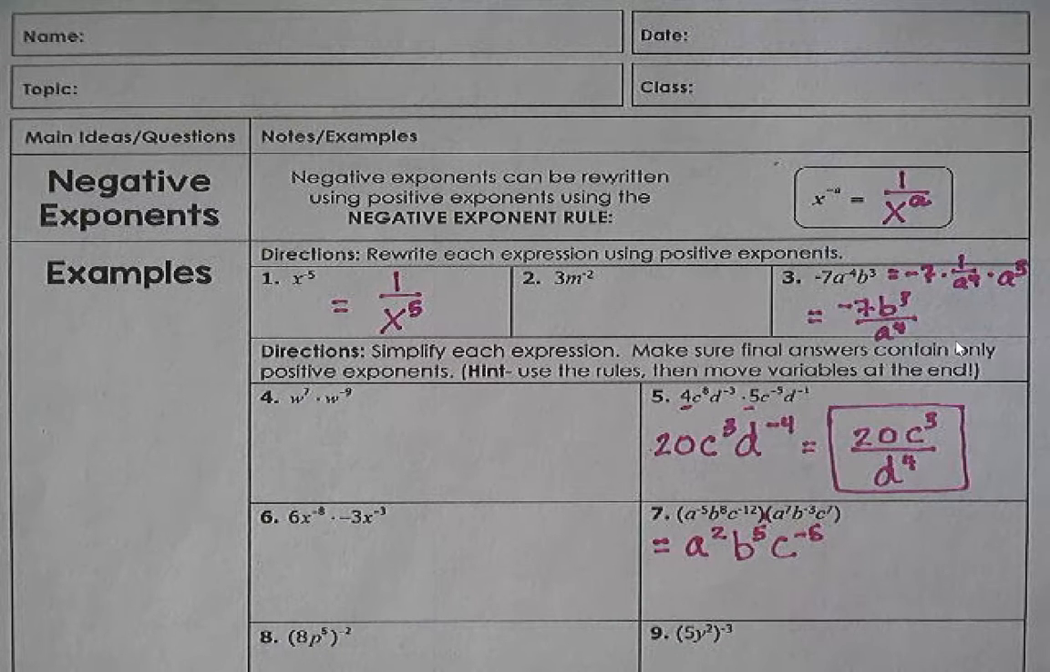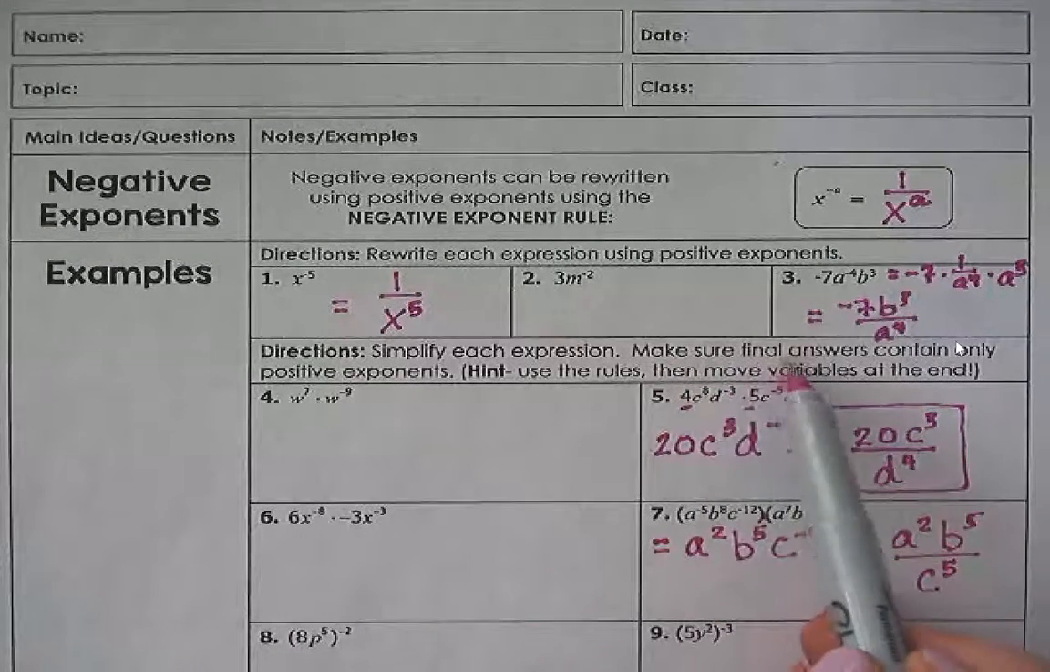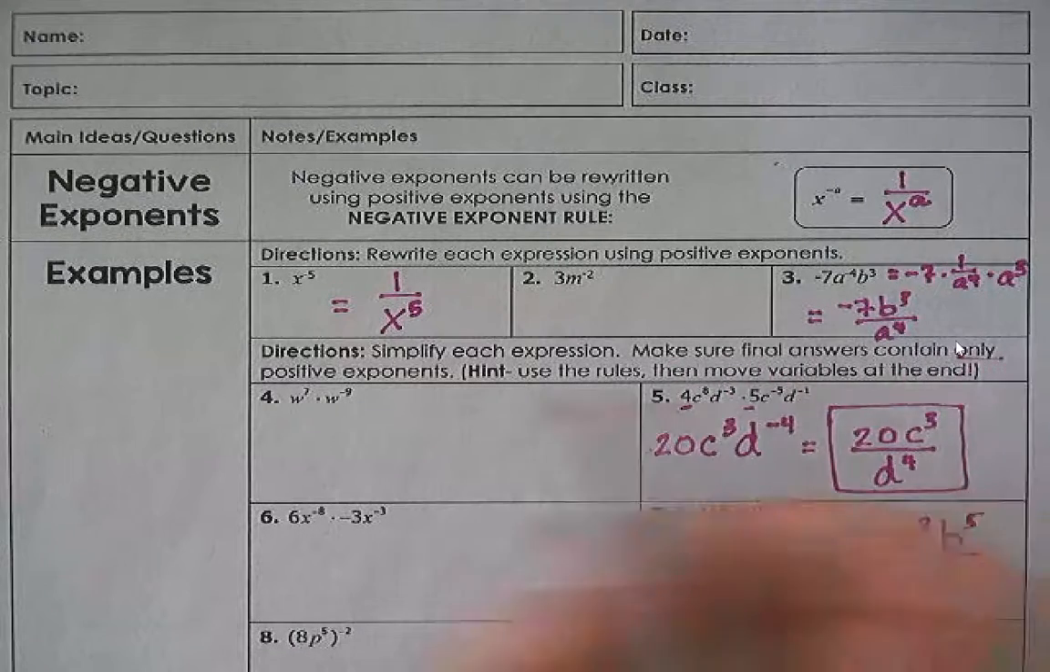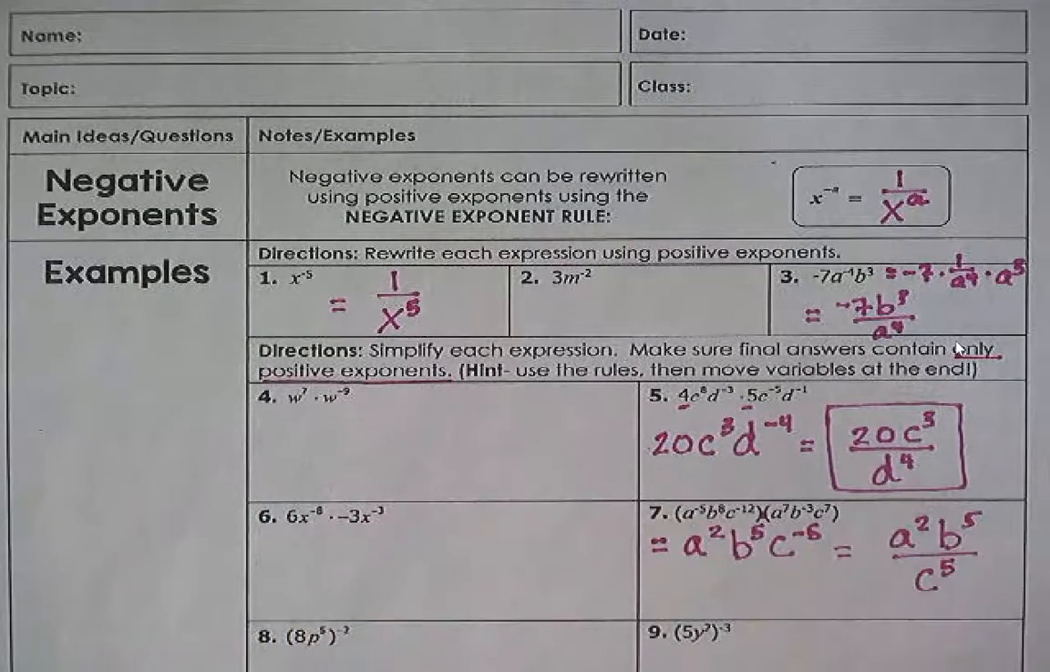The only part of this that has a negative exponent is c, so it moves to the denominator of a fraction. I'm going to leave a to the 2nd, b to the 5th in the numerator, and to the bottom we go. But remember, when you move it, you make it a positive. Notice in the directions, it says make sure final answers contain only positive exponents. So we make that happen by moving the negative exponents and making them positive.